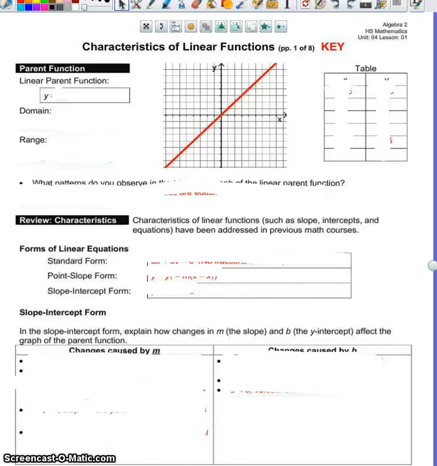Okay, class. Today we're going to be doing characteristics of linear functions. Now, keep in mind there's a whole lot of notes today, so a lot of the time you're going to spend pausing the video and taking down notes. So let's talk about parent functions.